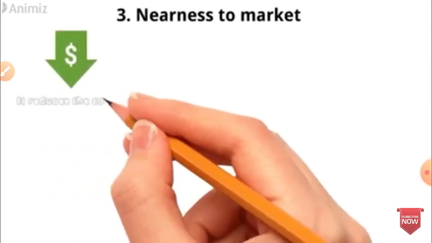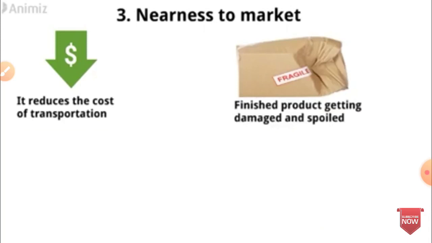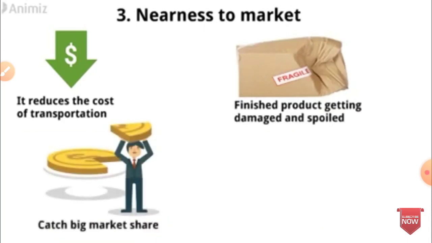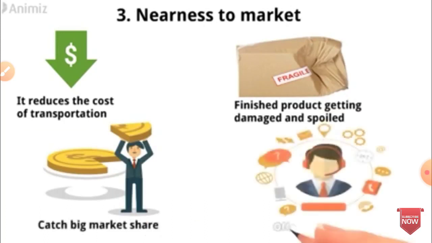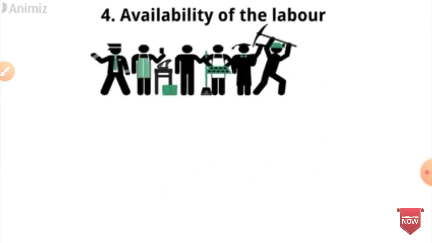A plant location should always be near to the market. It reduces the cost of transportation and the finished product getting damaged and spoiled. Okay, and it helps catch a big market share. Next is offering quick services. So those points are considered in nearness to market. The fourth one is availability of labor. So this is also an important point in plant location.